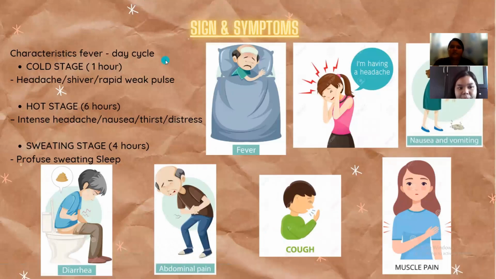The most common symptom of Plasmodium falciparum is fever. There are stages: the cold stage is 1 hour, the hot stage 6 hours, and the sweating stage is 4 hours. Other than that, there are headache, nausea and vomiting, muscle pain, cough, abdominal pain, and diarrhea.